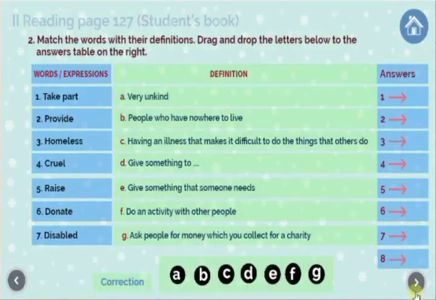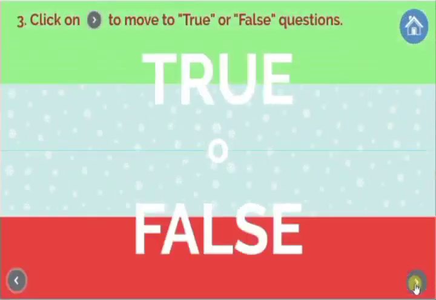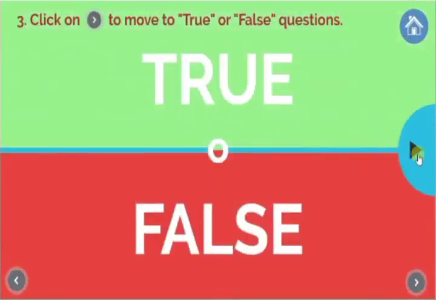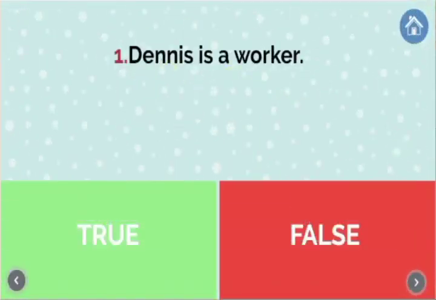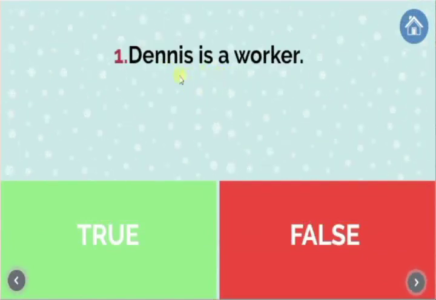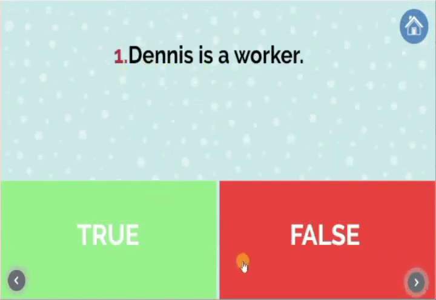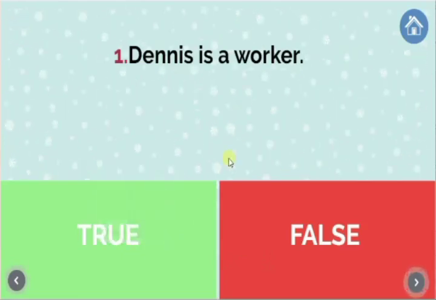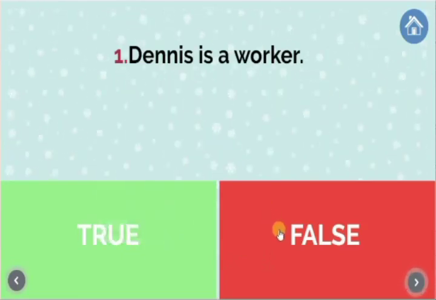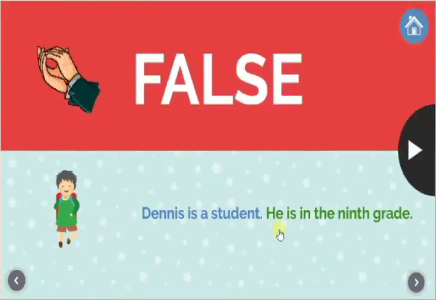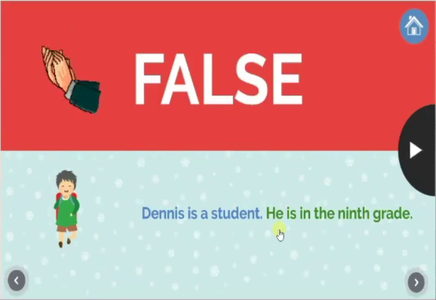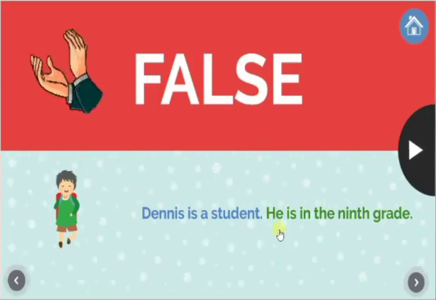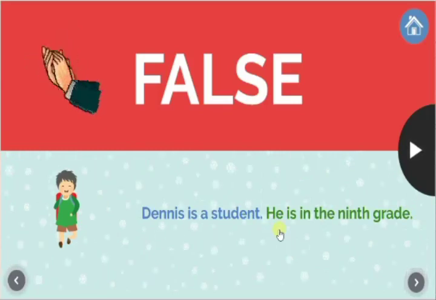Next activity is a true or false activity. You have to click here to start. Read the statement and click on true or false. Let's correct. As you see here, when you click on the wrong option, wrong will appear. When you click on the right option, the next page appears and gives you the justification. So the first statement, Dennis is a worker, is false, because he is a student in the 9th grade.